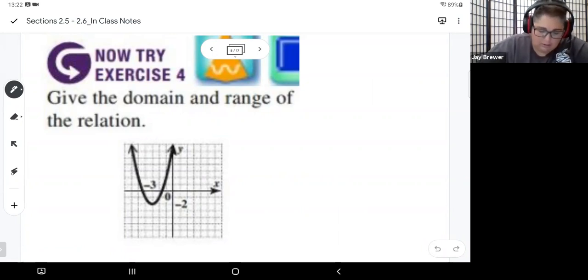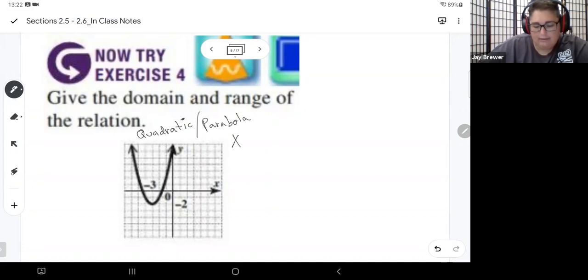What we have here is called a quadratic function or a parabola. The family type has to have an x squared in the function. And the point here that they're giving us, this -3, -2, that is a very special name. It is the vertex.